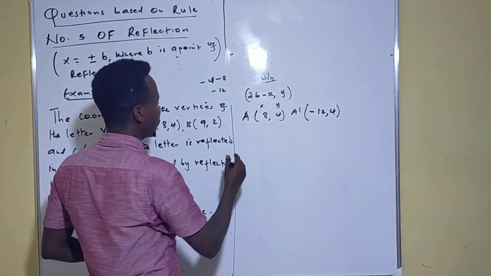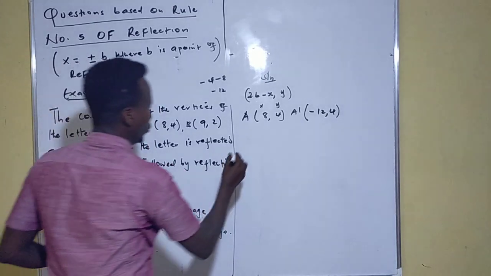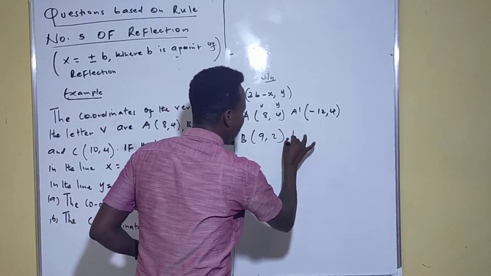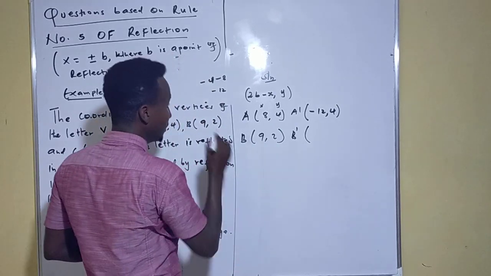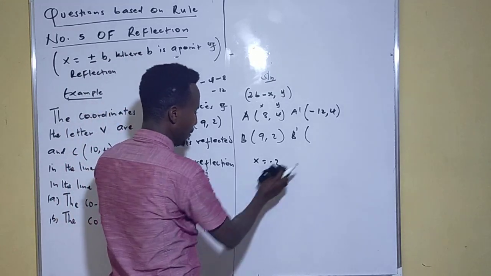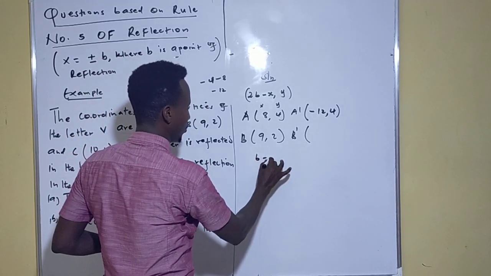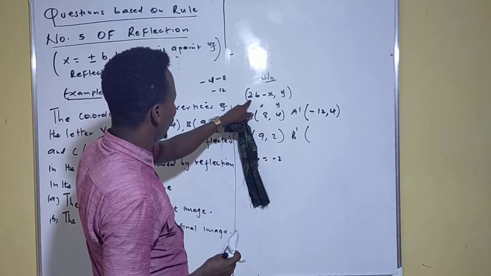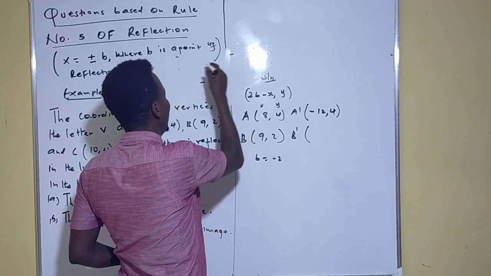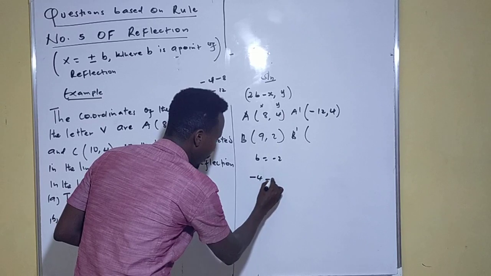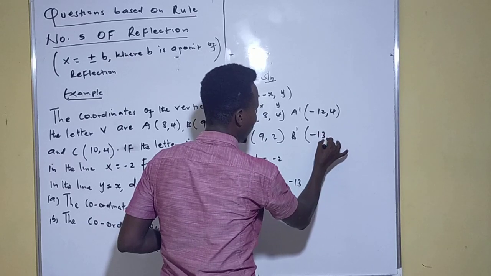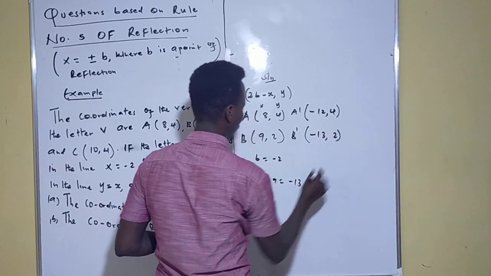Let me proceed to B. B is (9, 2). For me to get B prime, remember I still have my line of reflection b as negative 2. So I will say 2 times negative 2 is negative 4. Negative 4 minus 9 will be negative 13. So I'll write negative 13, comma, then this will not change, 2.